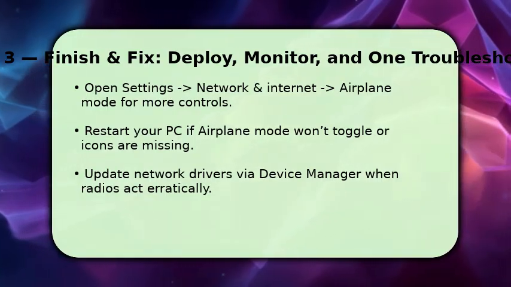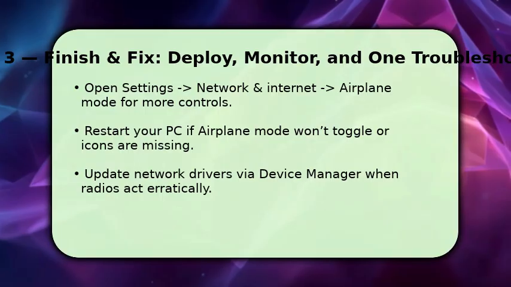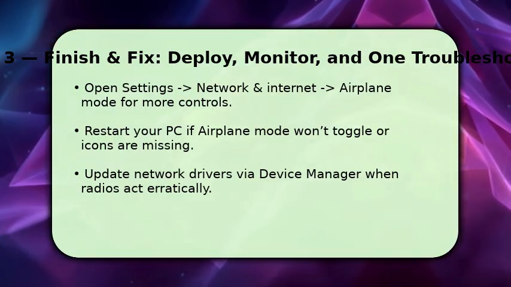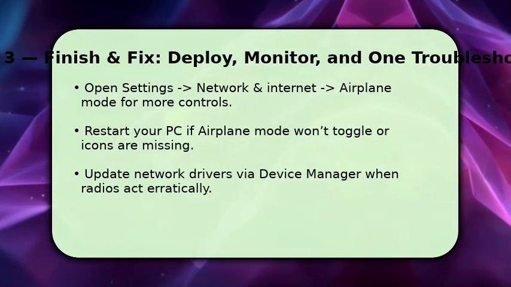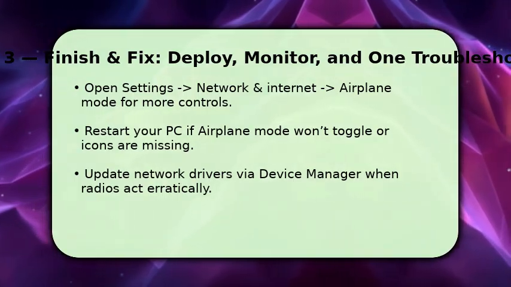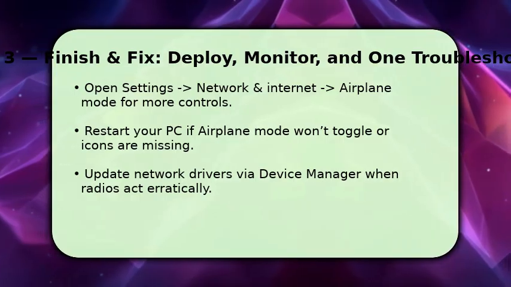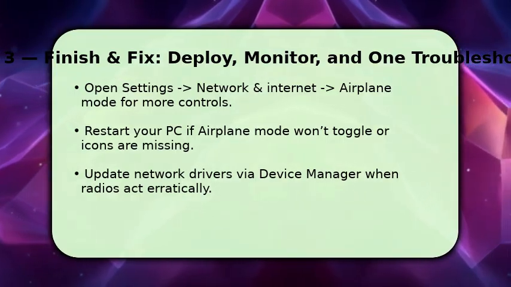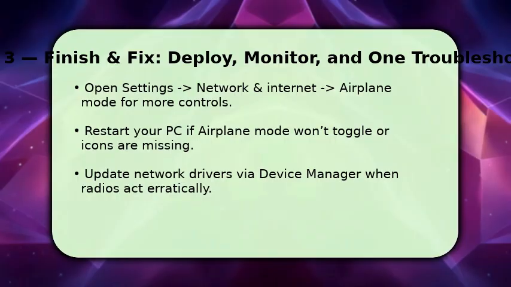If the switch won't change, restart your PC to clear temporary glitches and make sure Windows is updated. Finally, update network drivers in Device Manager if radios act erratically. That often fixes toggle failures and restores the missing tile so you can use airplane mode reliably.